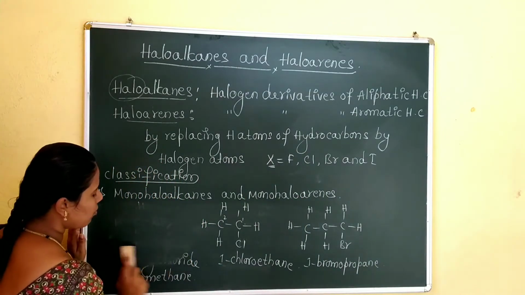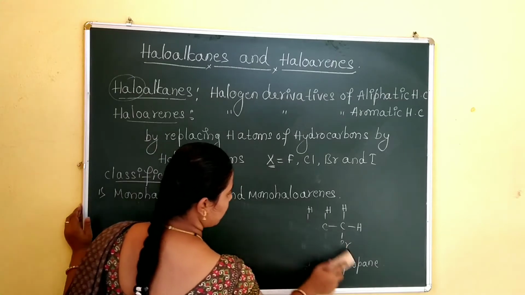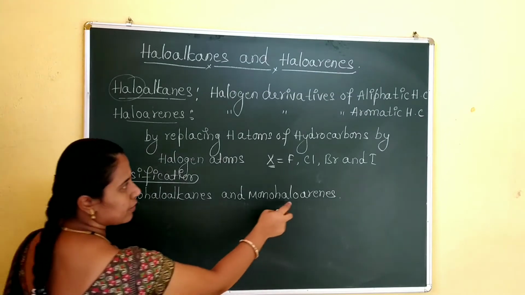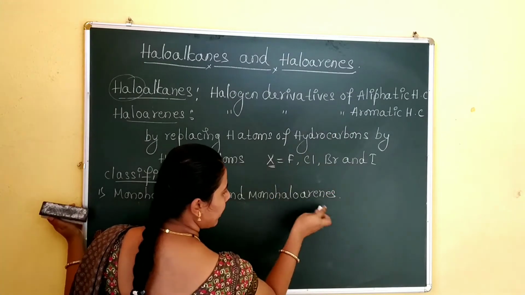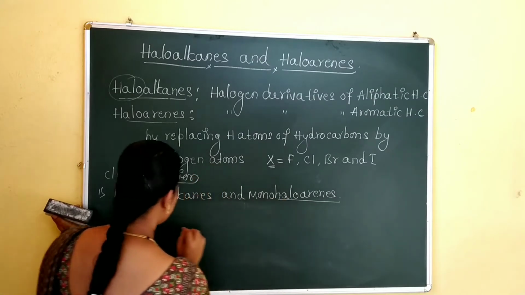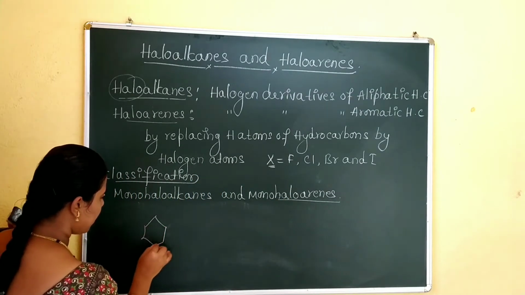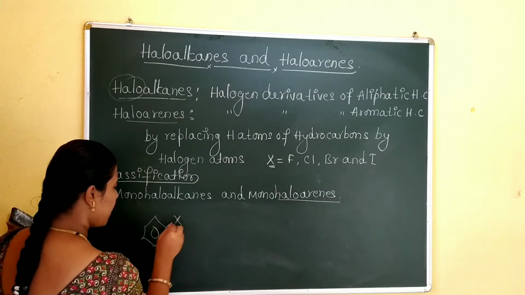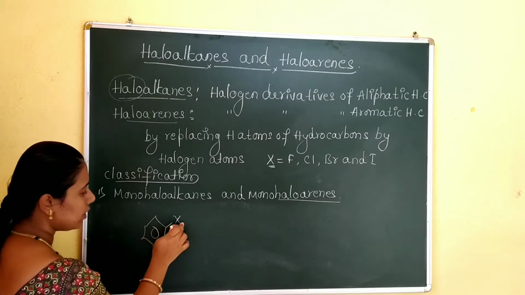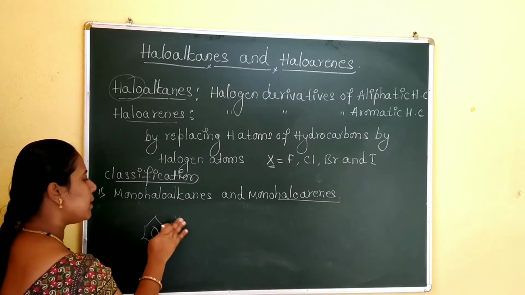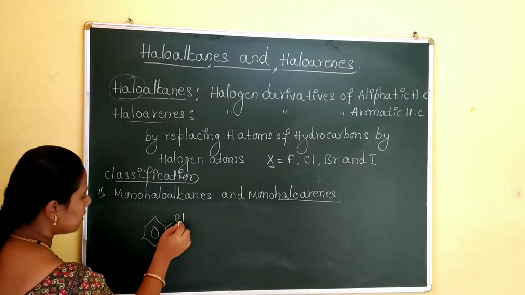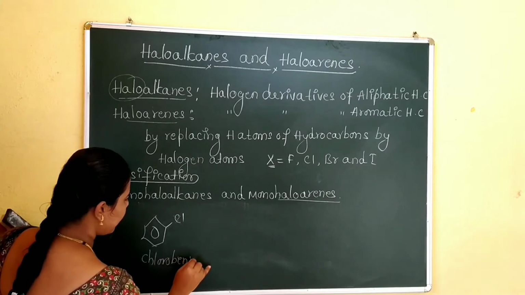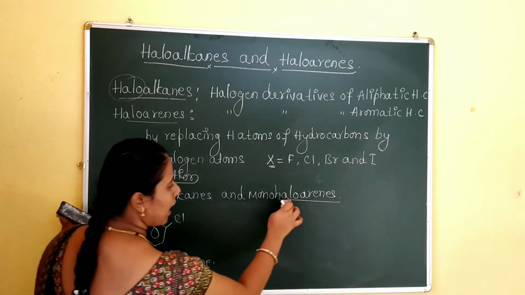And next, monohaloarenes. Halogen derivatives of aromatic hydrocarbons are called haloarenes. Monohaloarenes means, in this case, they contain an aromatic ring, that is benzene. One hydrogen atom of this benzene ring is replaced by a halogen atom. In particular, I will take the chlorine atom. See here, this is chlorobenzene. It is an example for monohaloarenes.